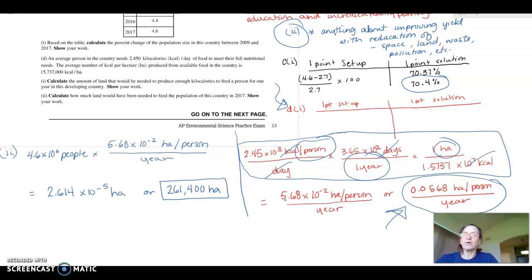And in this, you will find that you will need 261,400 hectares, or 2.614 times 10 to the 5th. I actually have that written incorrectly in there. Now that I'm looking back at that, I'm not sure why I did that. This should not be negative, it should just be 5th. So this should be times 10 to the 5th hectares. And that is what you would need to feed this population in 2017. Hopefully this helps.